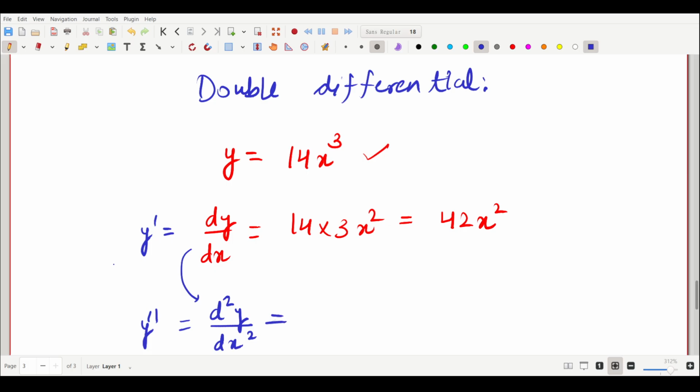How will you find it? Same thing again, same formula from the derivative. For finding the double differential, you have to find the first differential first. From that, you follow the same step. 42 as it is, 2 will come down, and the power of x will reduce by 1, and you will get 84x.